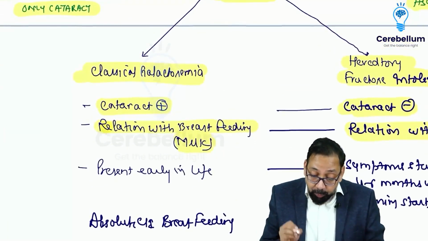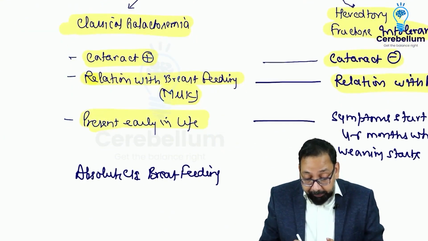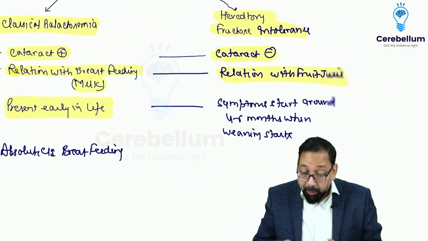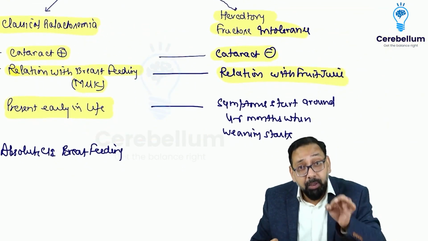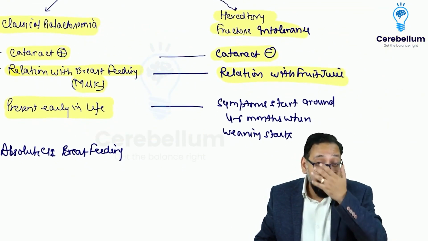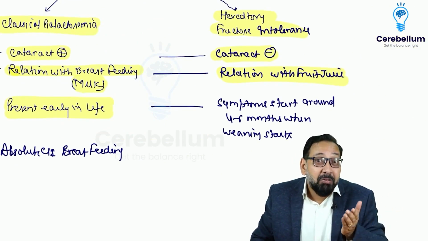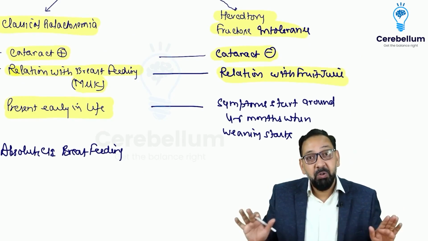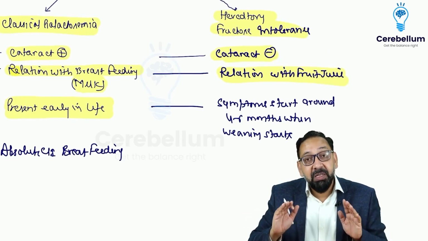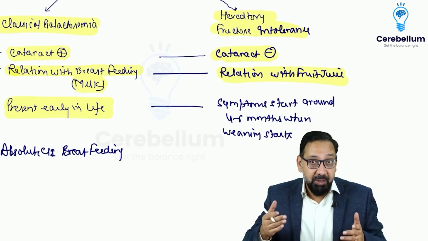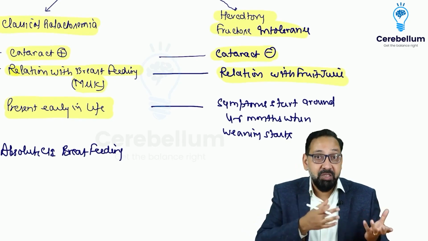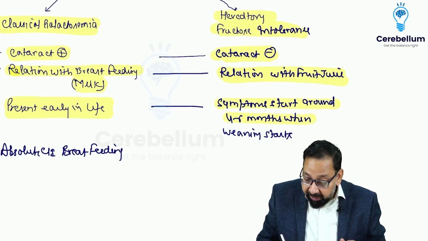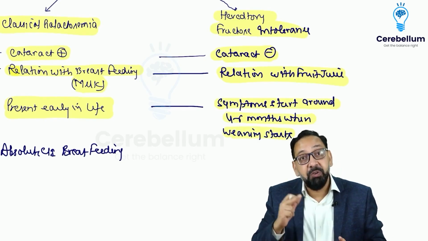Classical galactosemia presents early in life. Yes, in the first 2-3 weeks the patient will present. While in hereditary fructose intolerance, the typical presentation is, you are sitting in OPD, and parents will come saying, Doctor Saab, up to 4-6 months the child was absolutely okay. When we started giving him fruit juice, weaning, then these symptoms started. Yes, symptoms start around 4 to 6 months, when weaning starts and we start giving fruit juice.